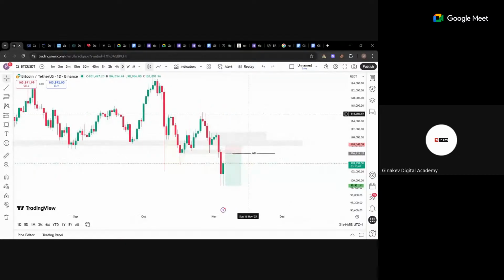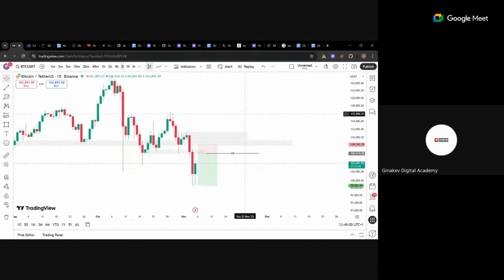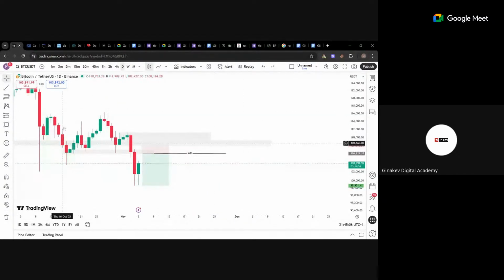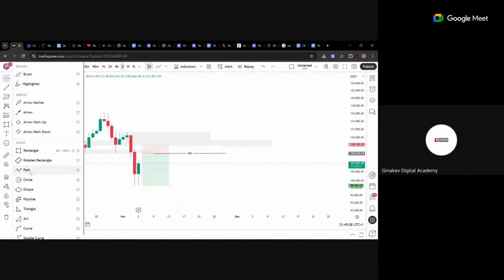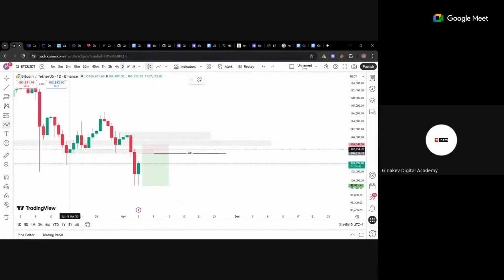And also another thing, chart pattern is also very important. I showed you guys chart pattern yesterday. This head and shoulder pattern. Look at it. This is the left shoulder. This is the head. This is the right shoulder. And this is the break of structure.